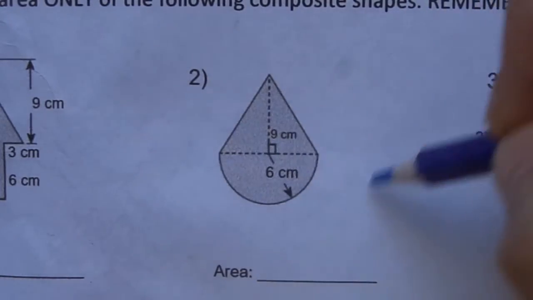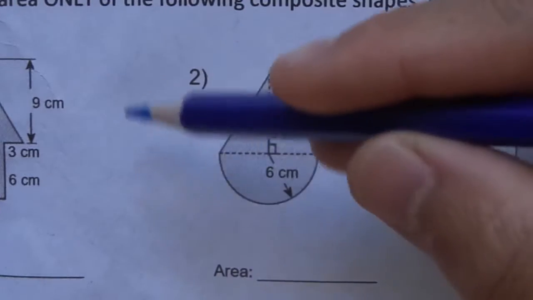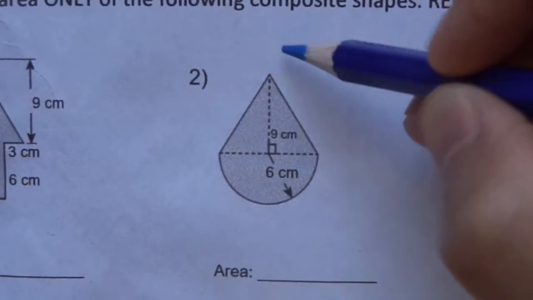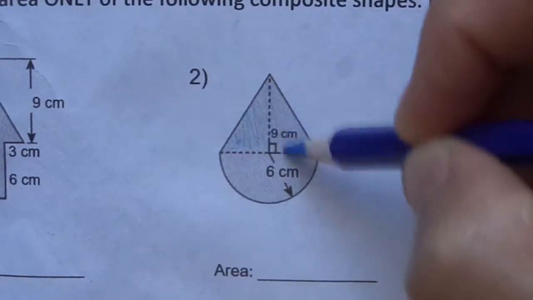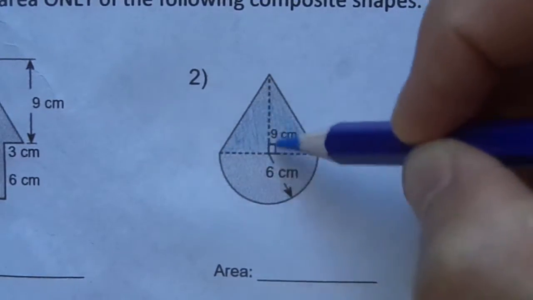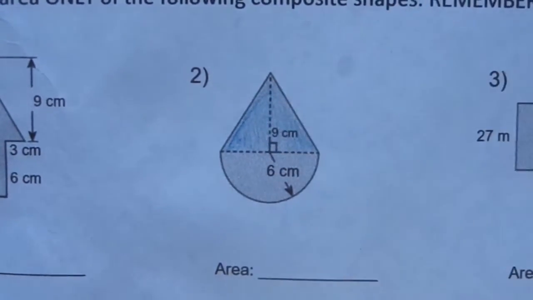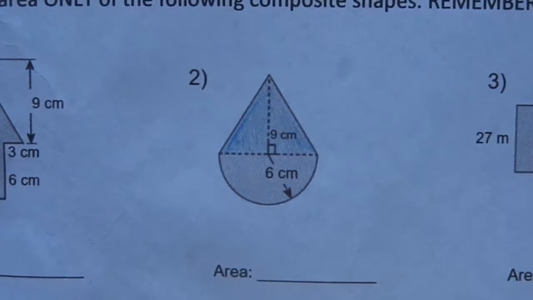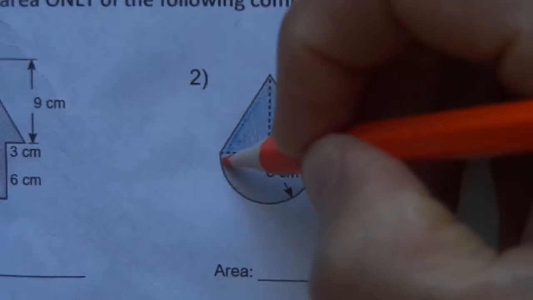So, if you take a look at this composite shape here, you should see two shapes. First one being this triangle. I'm going to shade it in. Now, since we're talking about area, we are essentially talking about how much space it covers, or coloring it in. Okay? So in this case, we see a triangle, and in the bottom half, what do you see? A semicircle.